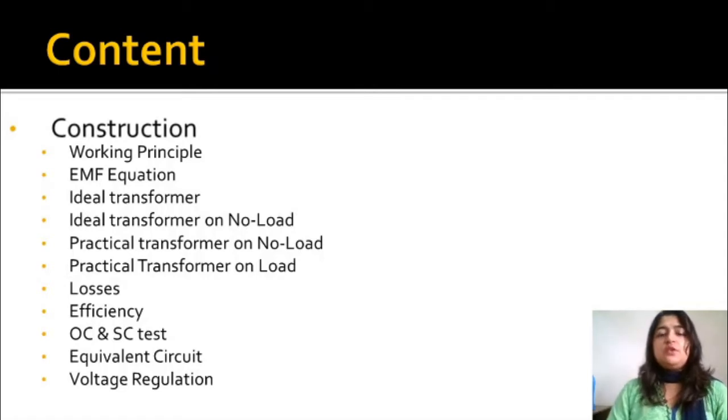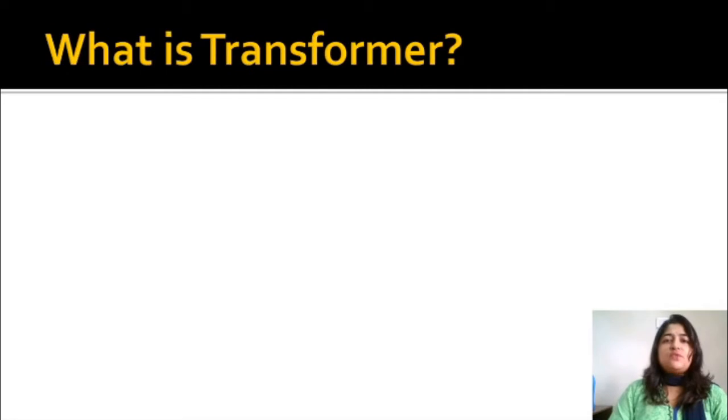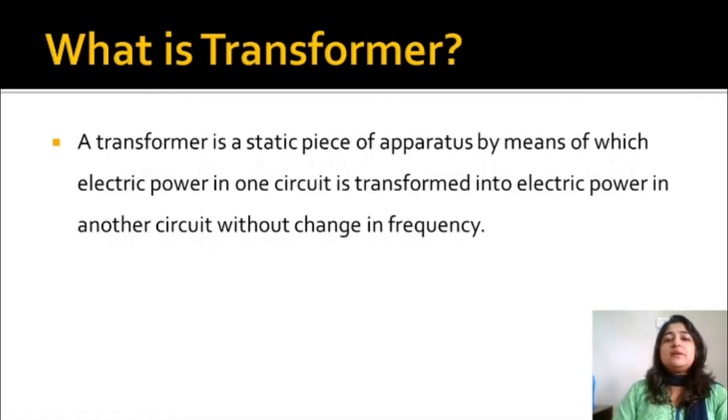First, concentrate on construction. Before that, let's try to understand what is transformer. So it is nothing but a static piece of apparatus by means of which the electric power gets transformed from one circuit to another circuit without change in frequency. Here, this is the proper definition of transformer where you have to pay attention on it is a static piece of apparatus. What do you mean by static? Basically, transformer is a machine.